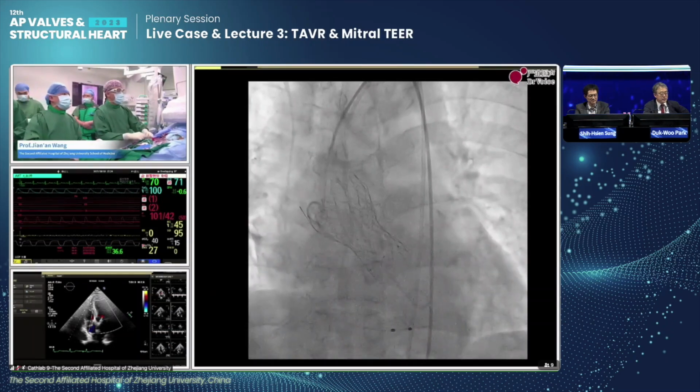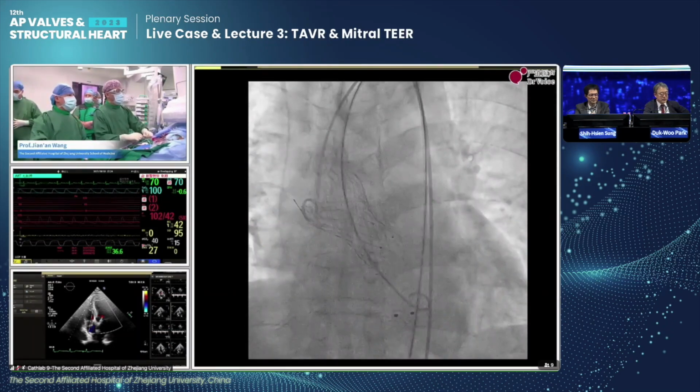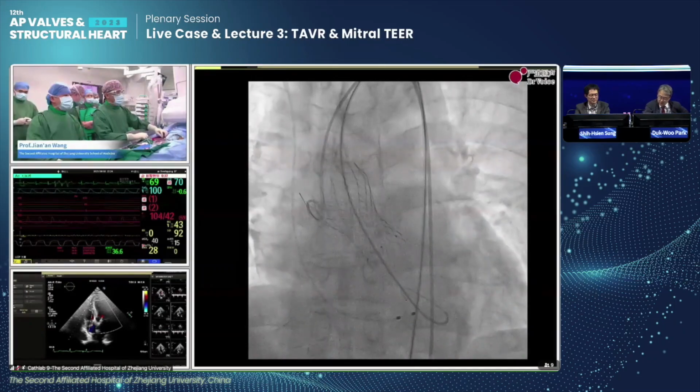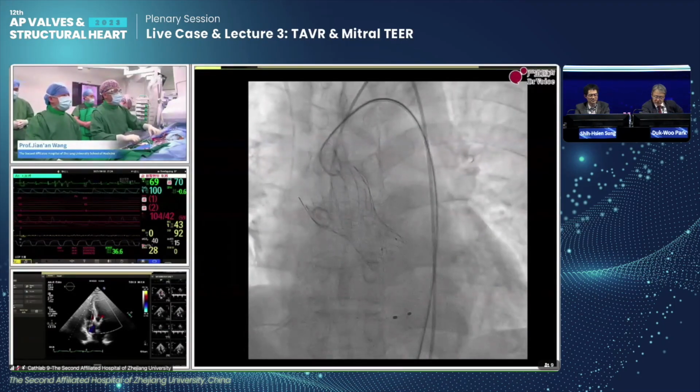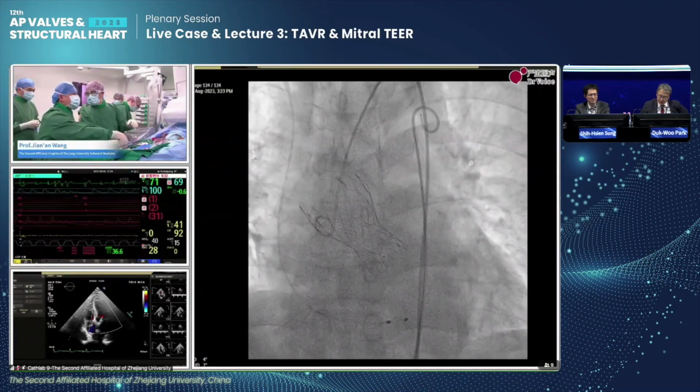So, we moved to the second case, using the TEER case.